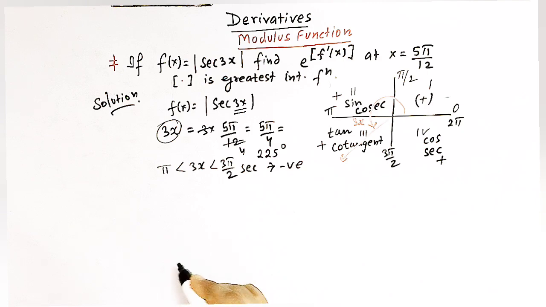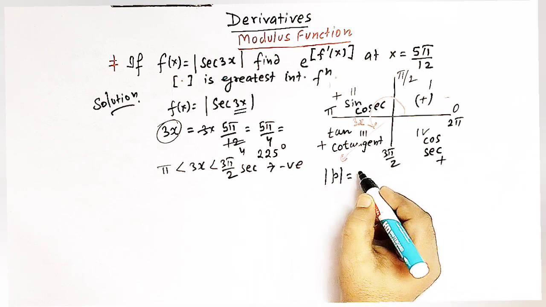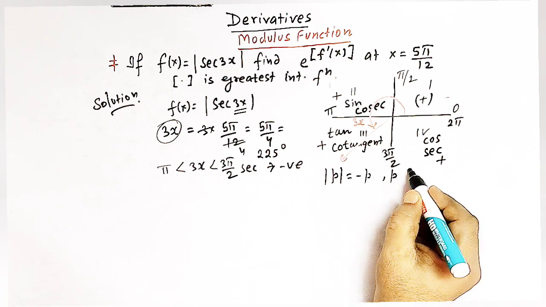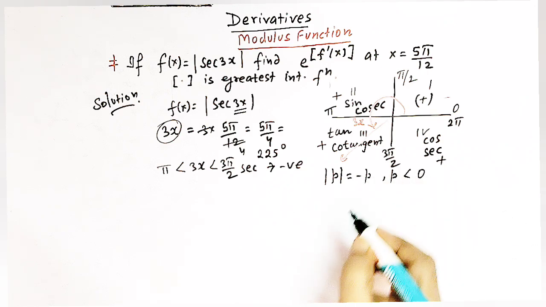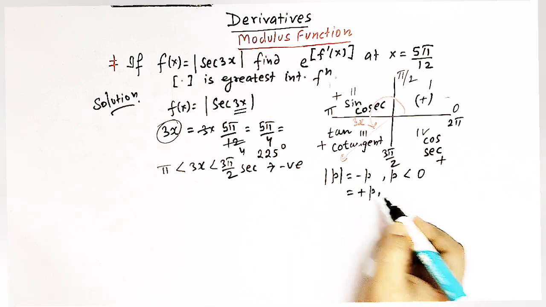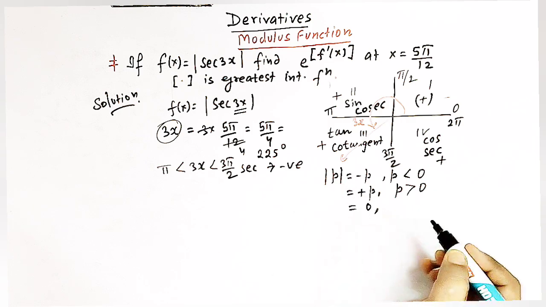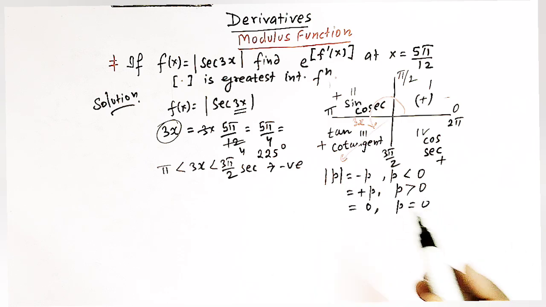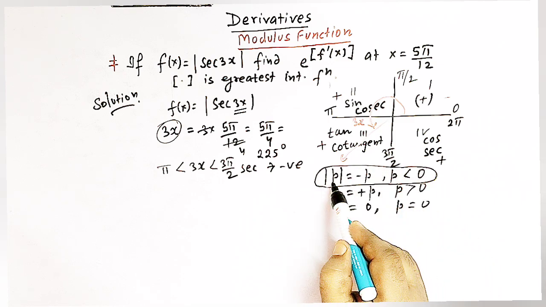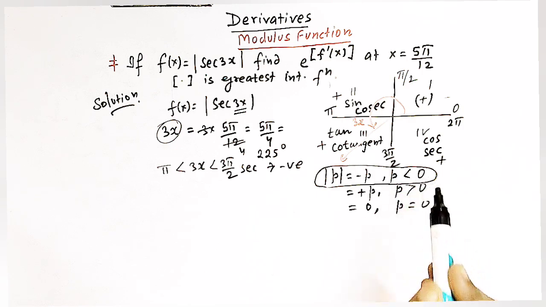Now let us quickly see the definition of mod function. Now see, mod of p is defined as negative p when p is less than 0. We can also define mod p as positive p whenever p is greater than 0, and mod of p is 0 when p is 0. But here I will use only this part of the definition. So mod of p is negative p when p is less than 0.